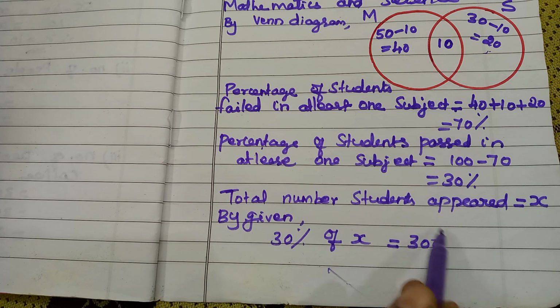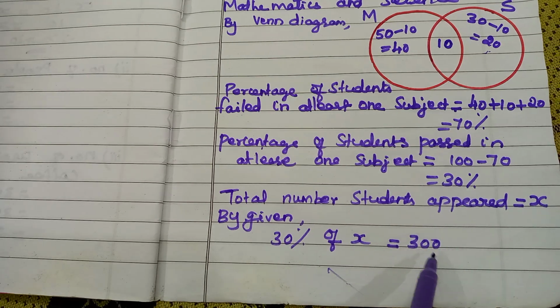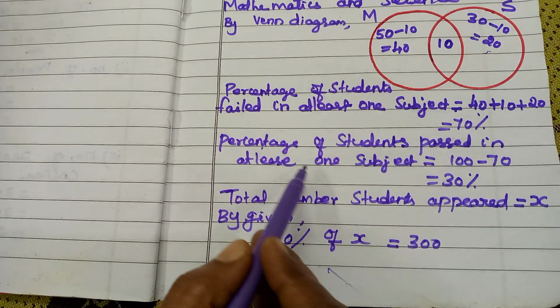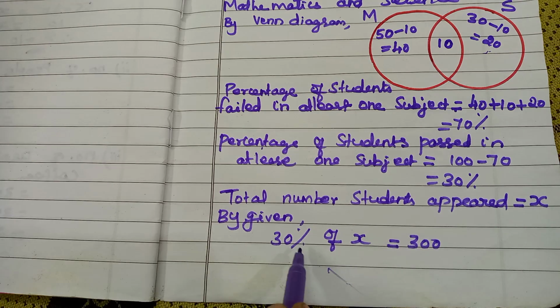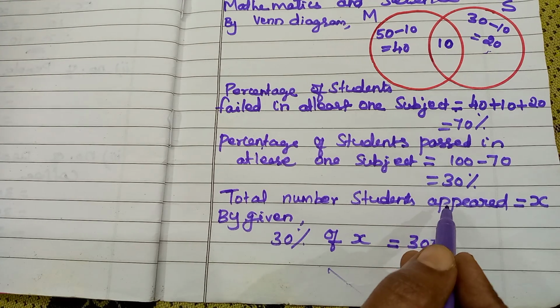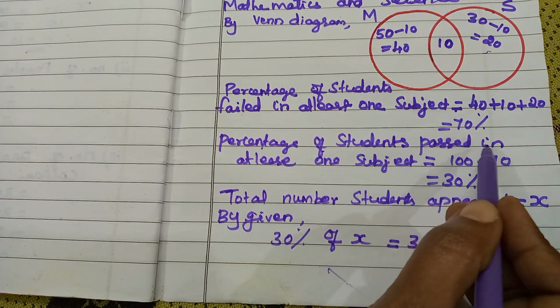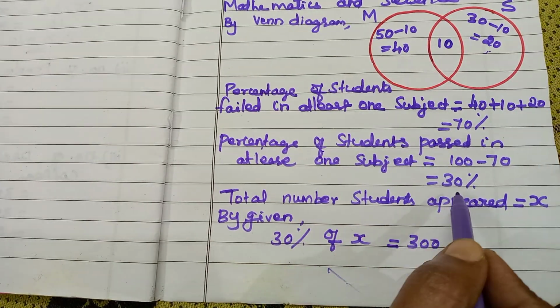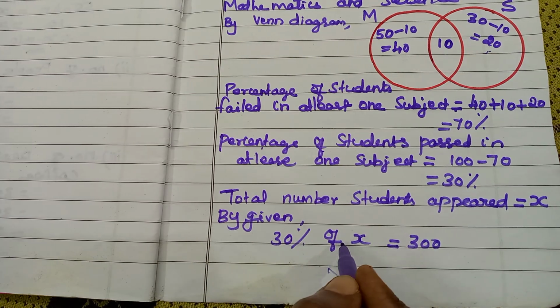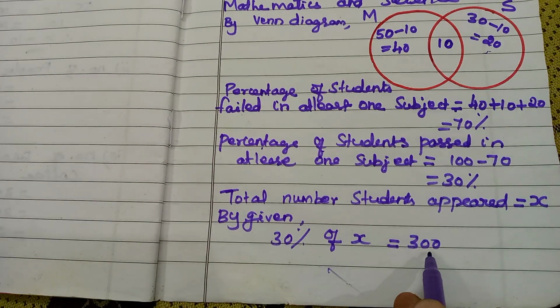In the question itself, this 300 is given. Among the given students, 300 of them passed in at least one subject. Our percentage is 30. So 30% of the total is equal to 300 by the given. This 300 is given in the question, so don't confuse it. The percentage of students who passed in at least one subject is 30, and 30% of the total is 300.